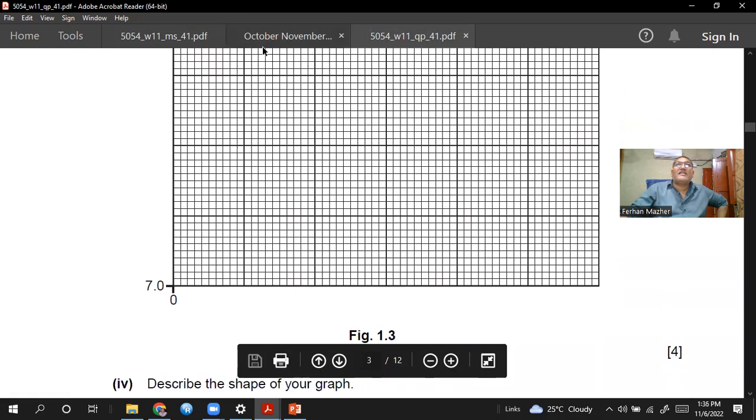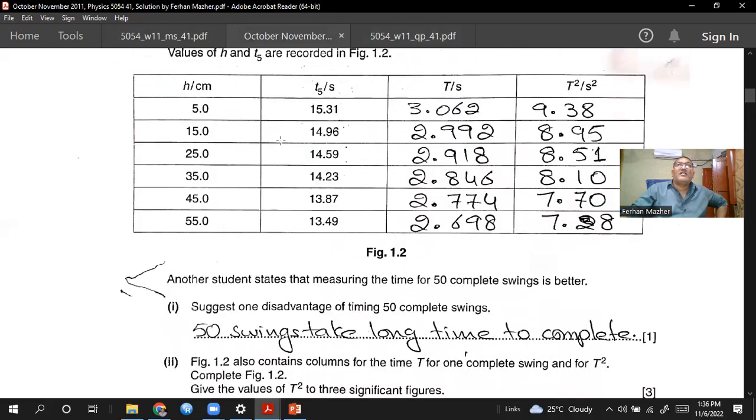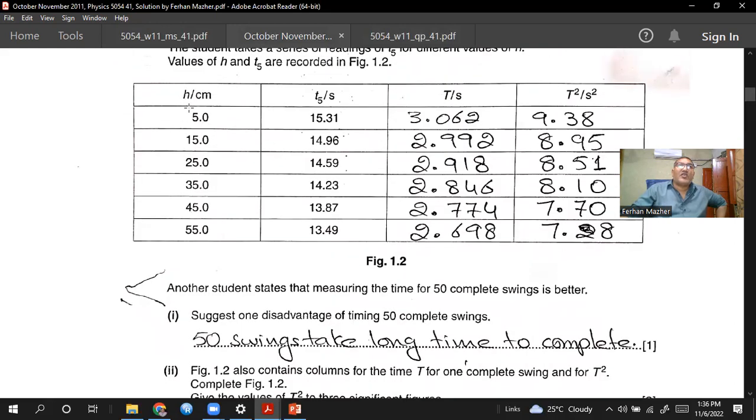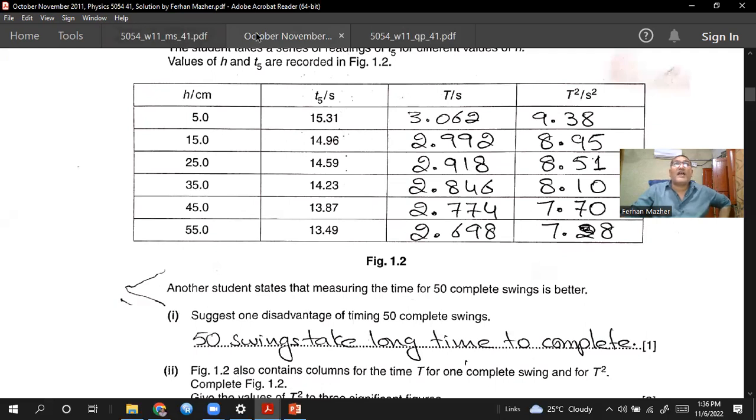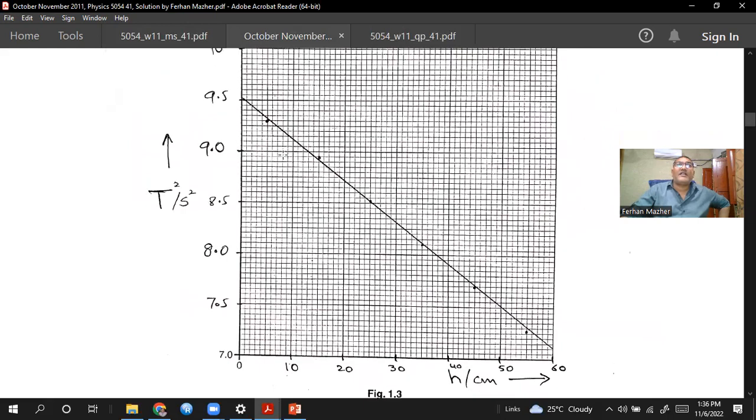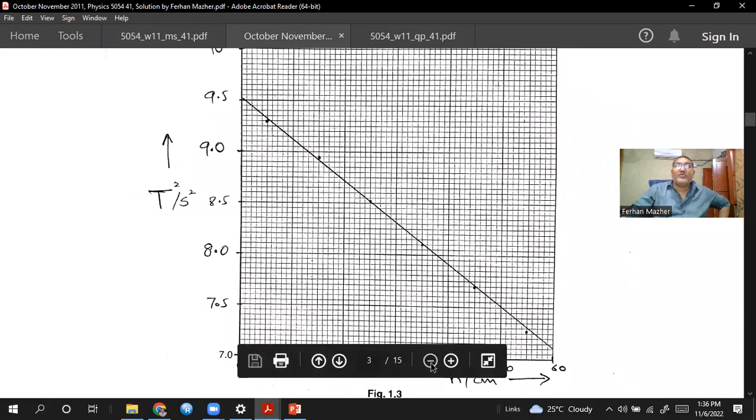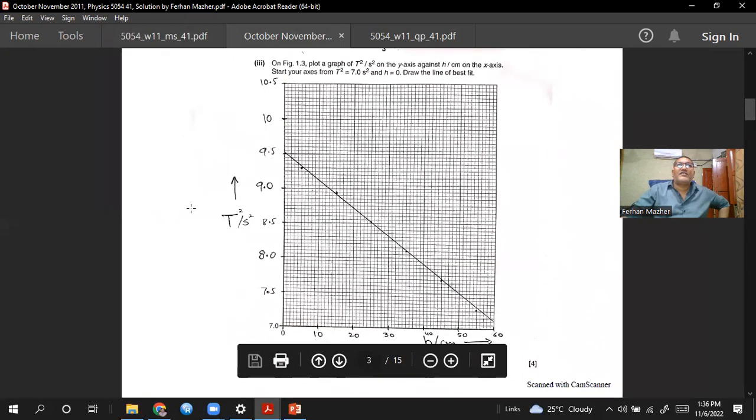So let's look at the table first of all. So let me find that table. This is that table. So h is on the x-axis and its values go from 5 to 55, and t square will be on the y-axis and it will start from 7 and go up to 9.38. So according to that, we will make our graph. So let me show you.